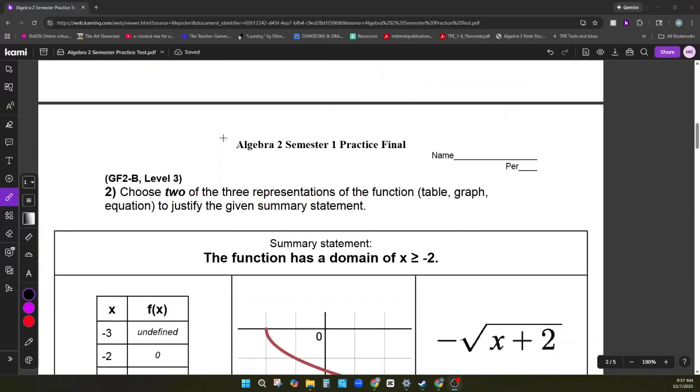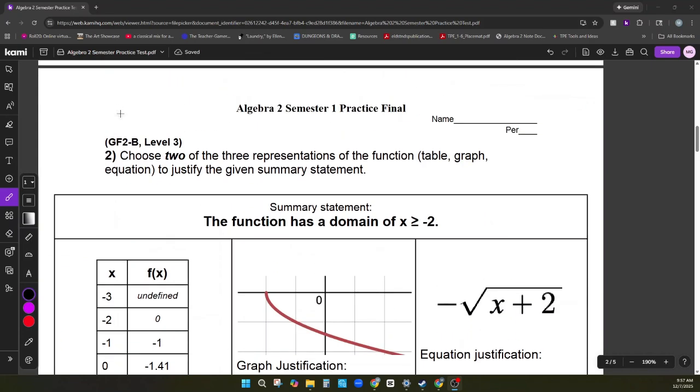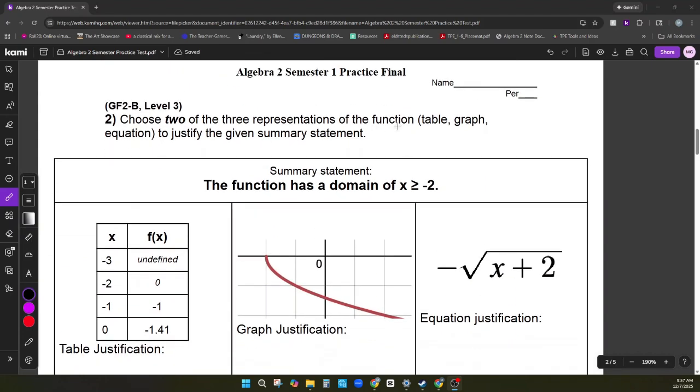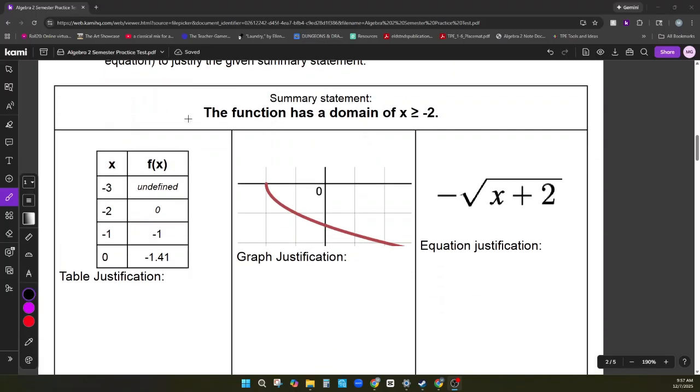Next, we're going to go ahead and look at number 2, which is still Unit 1 content, and it says choose 2 of the 3 representations of the function, table, graph, equation, to justify the given summary statement. So the focus we want to look at for this question is the summary statement. We must understand what the summary statement is talking about so that we could use each of our justifications to relate back to it. In this case, our summary statement says the function has a domain of x greater than or equal to -2.